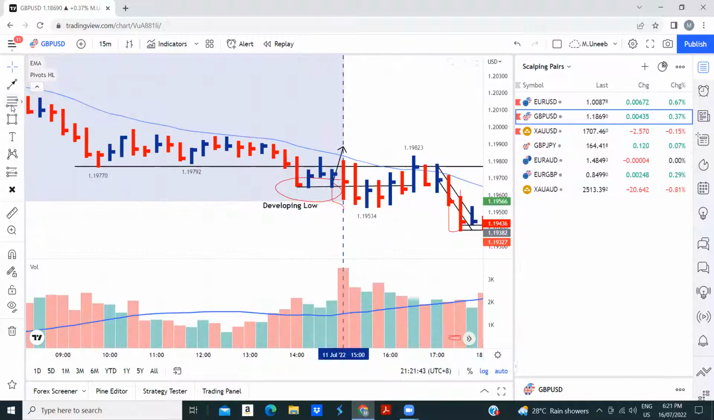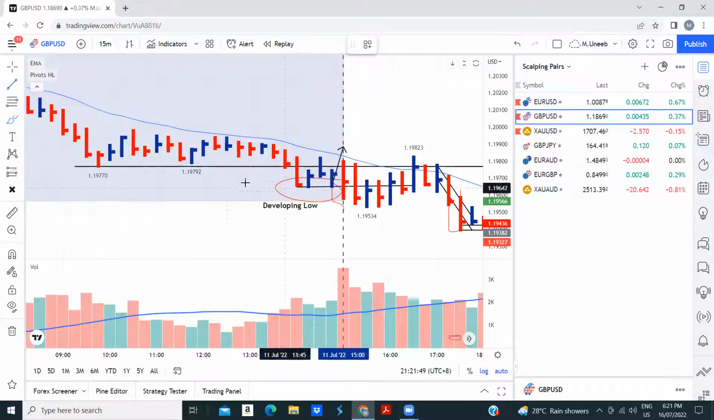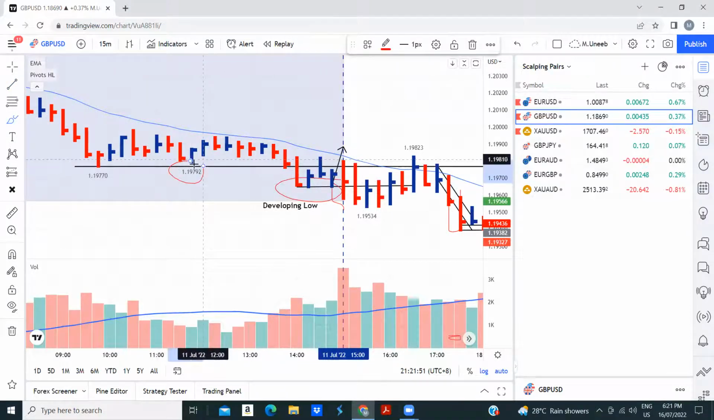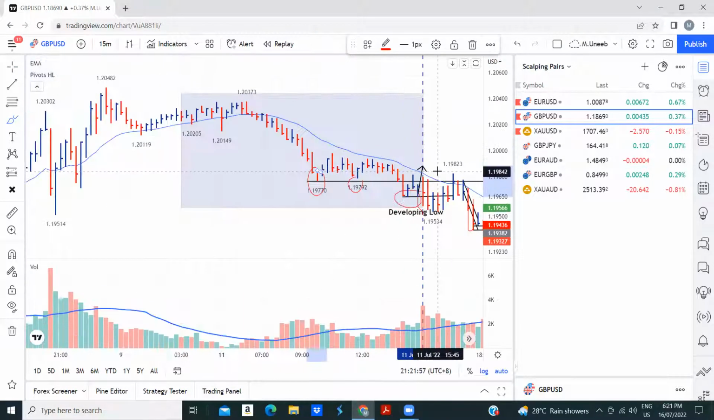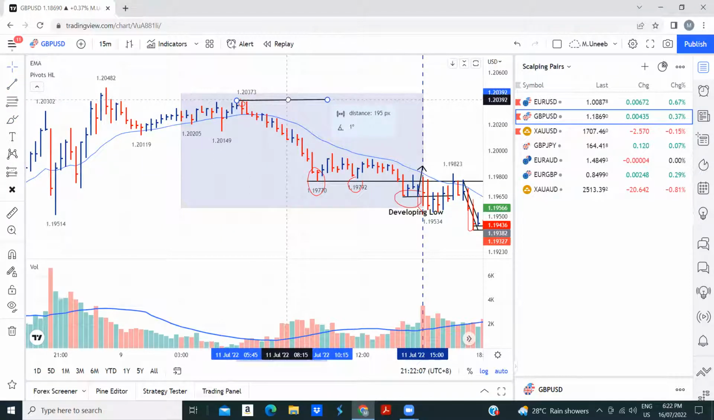So before London session, where was the last low? This was the last low, but this is not the major low. This is the last major low, the lowest low, right? So we will draw from here. Do you understand? Okay. And here, where's the highest point? This is the highest point. So we draw from here. Got it? Okay, understand.